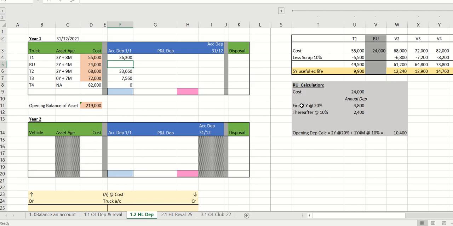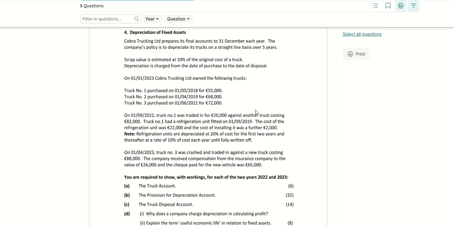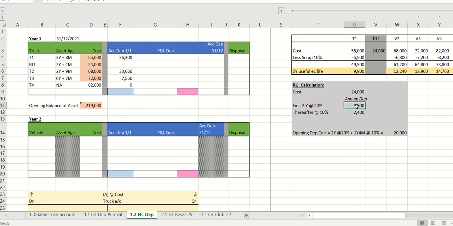So the age of our RU is 2 years and 4 months. So we're going to have the first 2 years at 20%. Okay, so it's going to be equal to 24,000, the cost of the vehicle, by 20% by 2 years. Make sure I did that right now. So 24,000 by 20% for the first 2 years. Yeah, by 2 years by 20%.